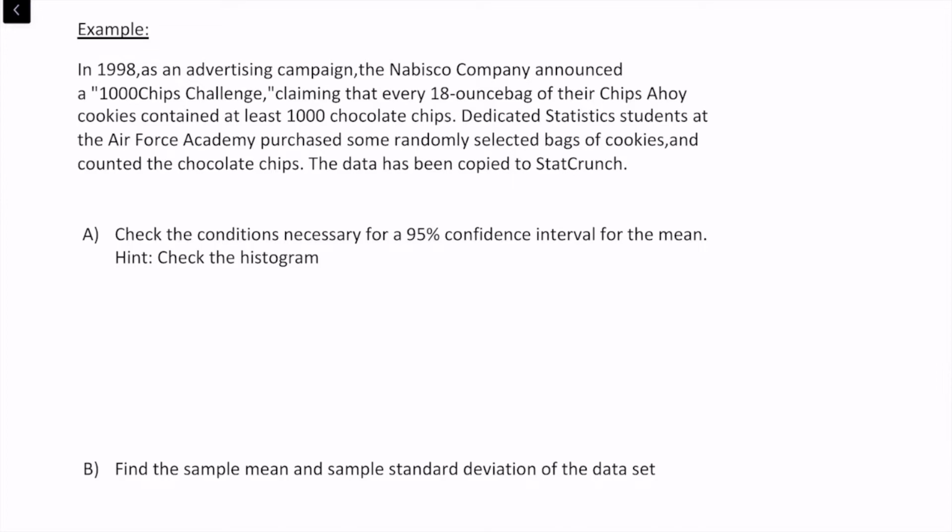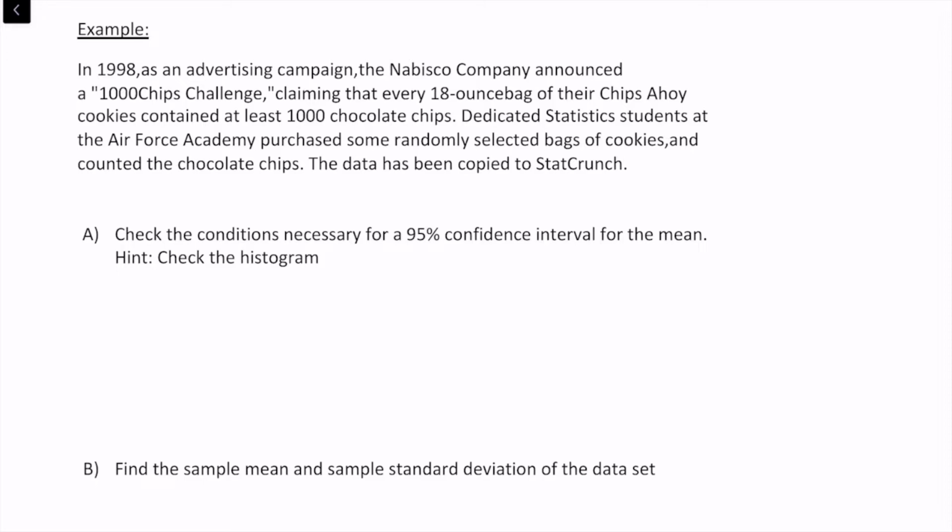Another example, we have in 1998, as an advertising campaign, the Nabisco Company announced a 1,000 chips challenge, claiming that every 18-ounce bag of their Chips Ahoy cookies contain at least 1,000 chocolate chips. I'm hungry. Dedicated statistics students at the Air Force Academy purchased some randomly selected bags of cookies and counted the chocolate chips. The data that they collected from those bags of cookies has been copied to StatCrunch for you, okay? So they had data values.